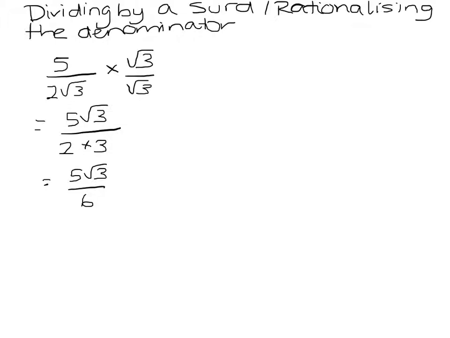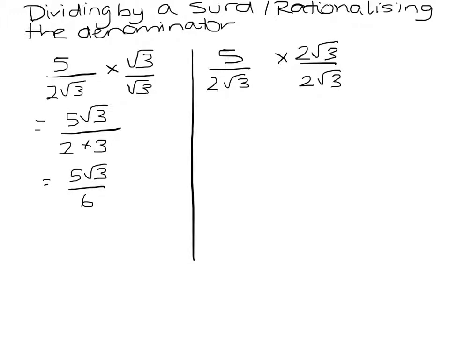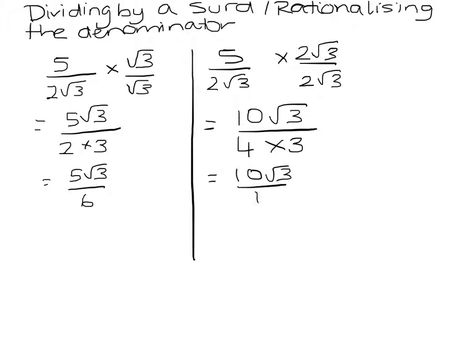What would have happened if I times by 2 root 3? So let's have a look and see. So we had 5 over 2 root 3, and we're going to times by 2 root 3 over 2 root 3. So we do 5 times 2 root 3, so 5 times 2 is 10, and then we have root 3. And the denominator, we've got 2 times 2, which is 4, and root 3 times root 3, which is 3. That leaves us with 10 root 3 over 12. We can now simplify 10 and 12, divide both of them by 2 to get 5 root 3 over 6.